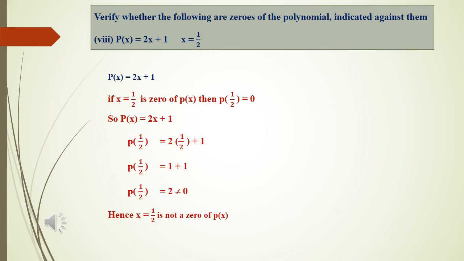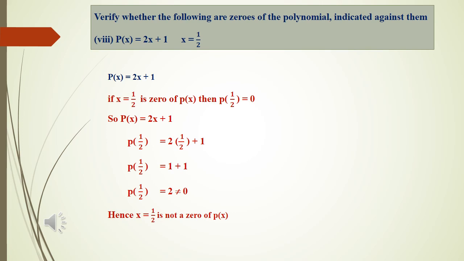Here we verify p of x is equal to 2x plus 1 at the value of x is equal to 1 upon 2. We substitute the value of x is equal to 1 upon 2 into the given polynomial 2x plus 1. So we will have 2 in the bracket 1 upon 2 plus 1. 2 and 1 upon 2 multiply, the final answer is 1. And so 1 plus 1 becomes 2, which is not equal to 0. Hence we can say that x is equal to 1 upon 2 is not a zero of the given polynomial.